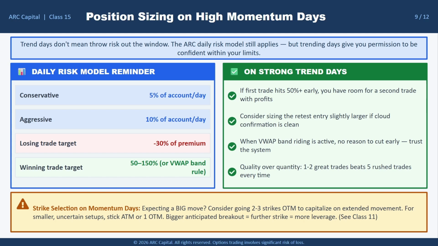But what did we do, guys? What did we do when we saw that the cloud was holding, that the trend was holding? We added our full size, right? Just like we were talking about before, when the trend shows that it's going to hold, it will give you that confirmation and that confidence to hold, anticipating that move back up. So when VWAP band riding is active, no reason to cut early. Trust the system. Quality over quantity. 1 to 2 great trades beats 5 rush trades every single time, right?